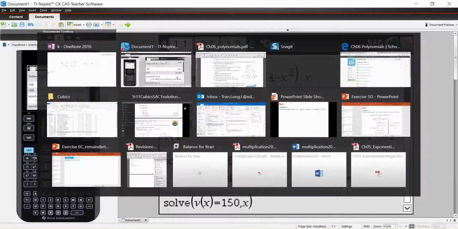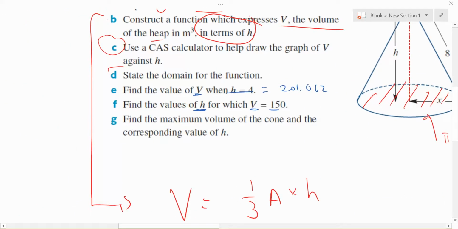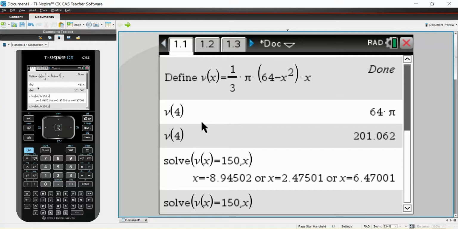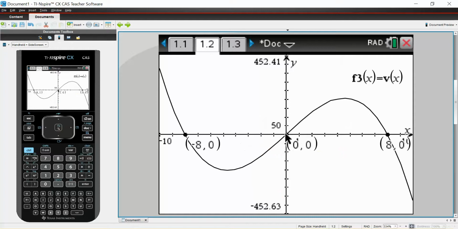Okay, and then what was the last question? That was E. No, actually that was F. Sorry, I just did F. Now G, find the maximum volume of the cone and the corresponding value of H. So really, how do you find the maximum of volume? Just go back to your graph. This is my graph. Maximum volume has to be somewhere over here. That's my maximum up here. True, because remember the graph was between 0 and 8, so the maximum has to be over here.